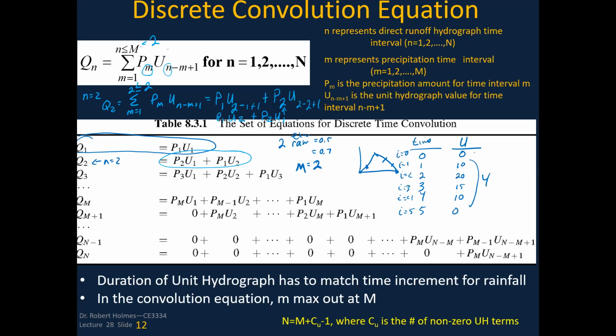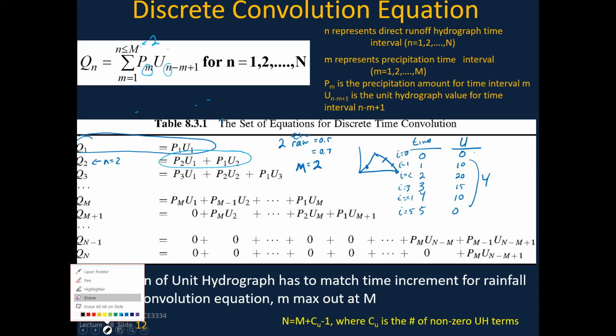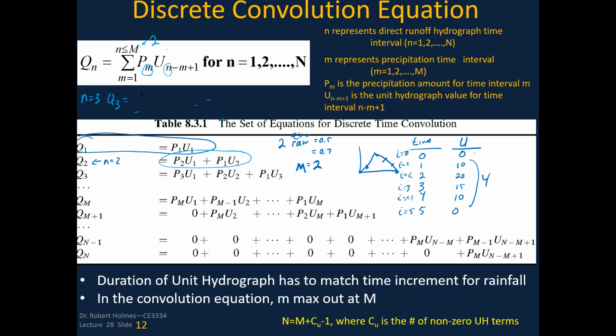Now, let's erase a little bit here where I can get some room. And let's look at what happens in this particular example when N is equal to 3. Well, that's going to be Q3, the sum as long as M is less than or equal to 2, right? Well, N is equal to 3, so we can only go up to 2 here, because we are trumped by the fact that the capital M value is 2, because that's the number of non-zero rainfall increments. We only have these two rainfall increments. And so I go through and I say, okay, the sum of M equals 1 to 2 of PM U 3 minus M plus 1.